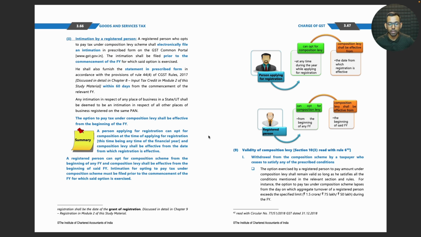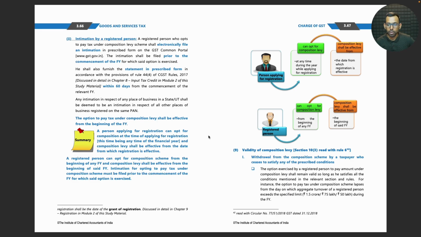A registered person can opt for composition scheme from the beginning of any financial year, and composition levy shall be effective from the beginning of the said financial year. Intimation for opting to pay tax under composition scheme must be filed prior to the commencement of the financial year for which the said option is to be exercised.